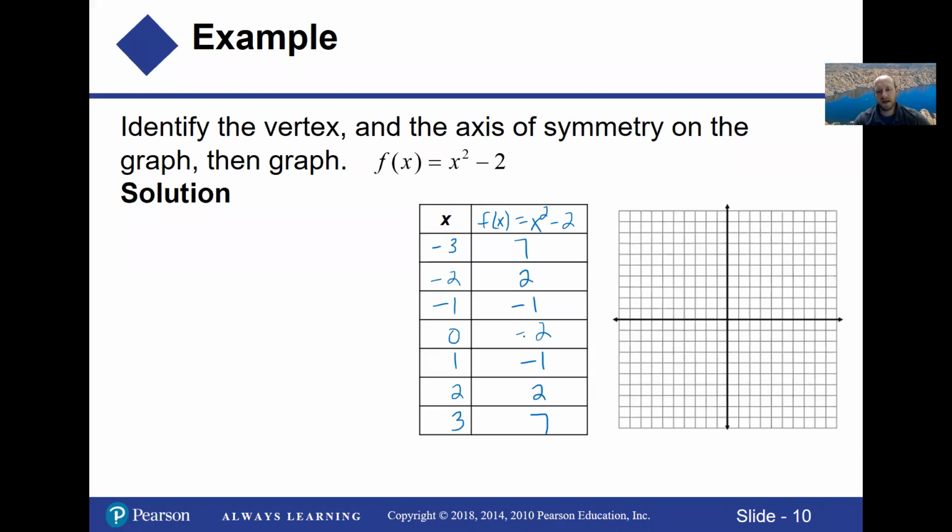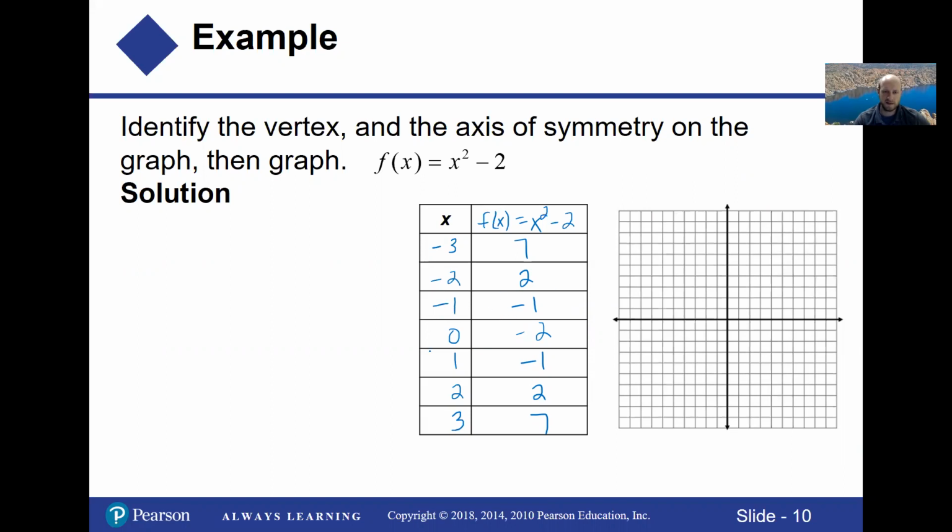So here's our vertex, 0, -2. We notice these are the same thing, the y's: 7, 2, -1, -1, 2, 7. That happens if it's symmetric; it's going to be the same thing on either side.